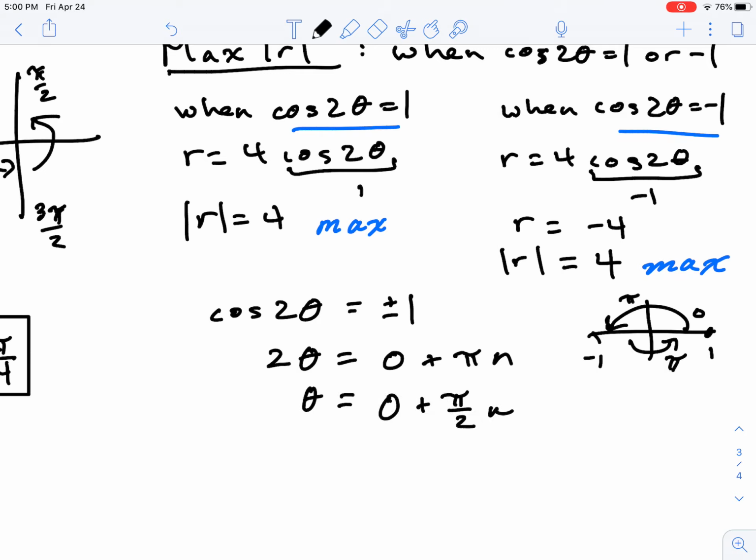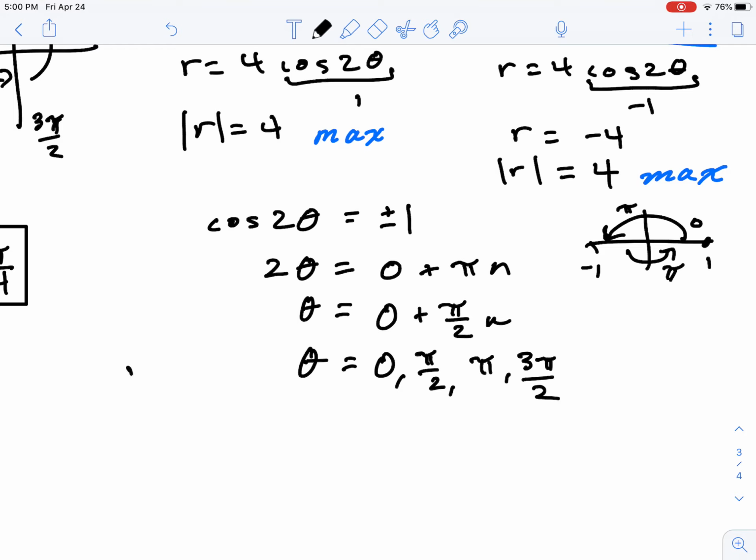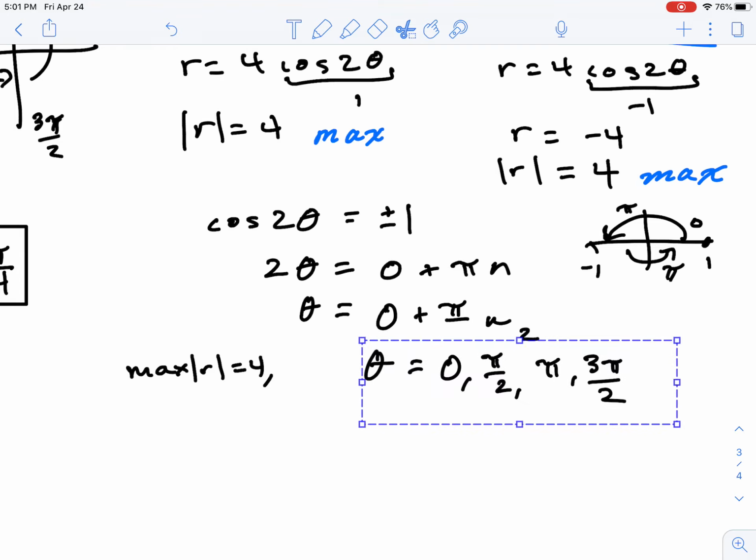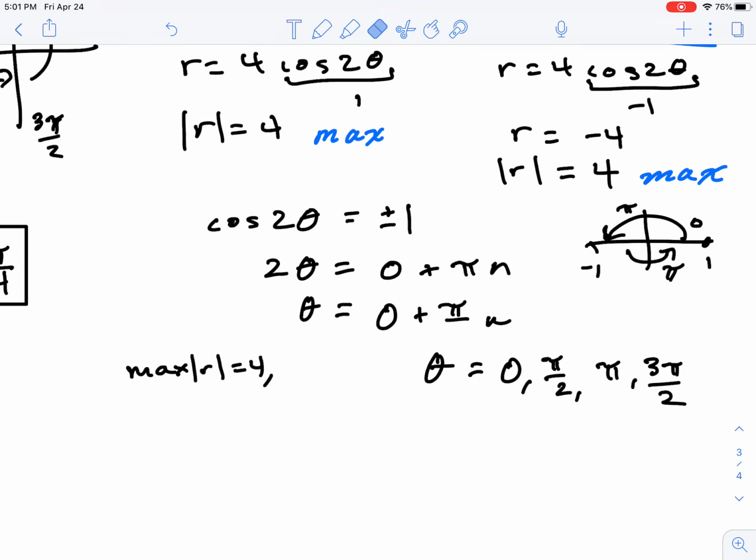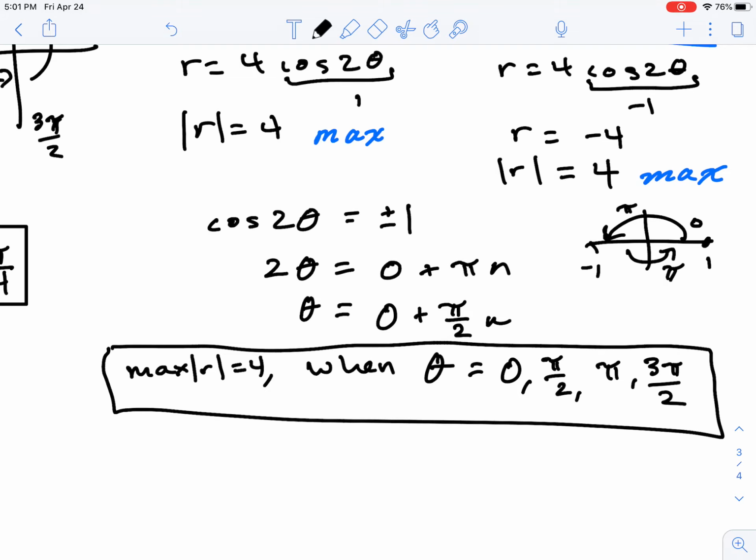Solve for theta. Theta is equal to 0 plus pi over 2 n. Let's come up with all the angles from 0 to 2 pi that fulfill this: 0, pi over 2, pi, and 3 pi over 2. So if I wanted to write this in its fullest form, we'd say the maximum r value is equal to 4 when theta is equal to 0, pi over 2, pi, or 3 pi over 2.